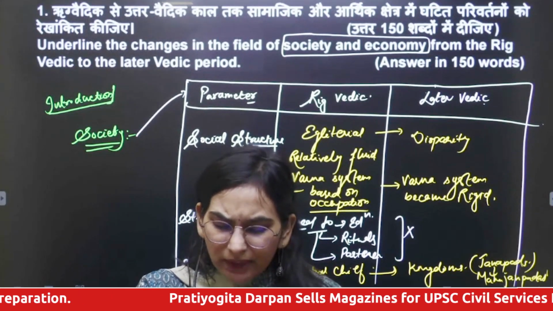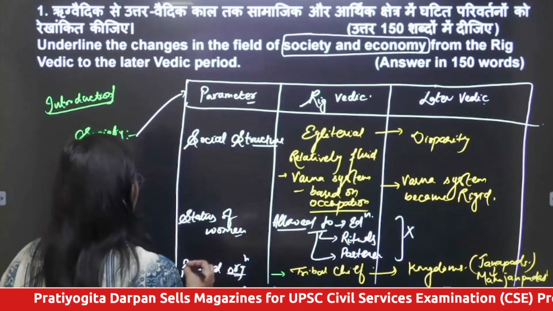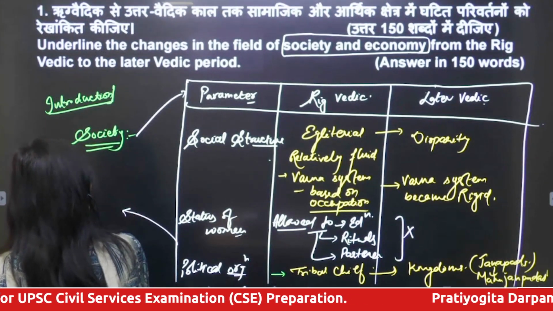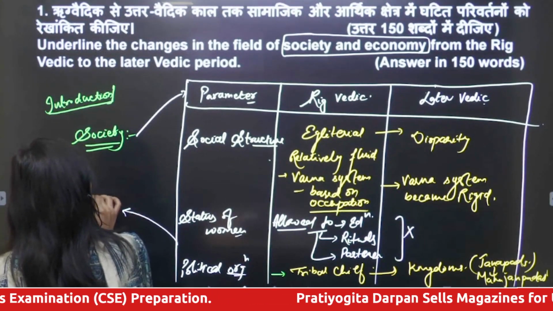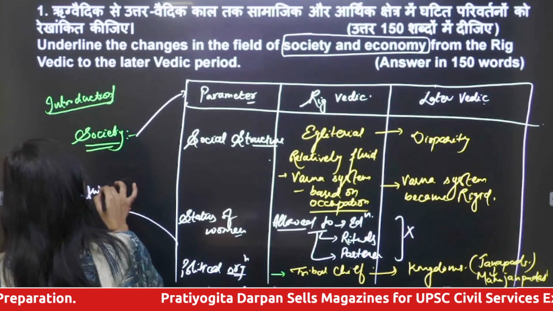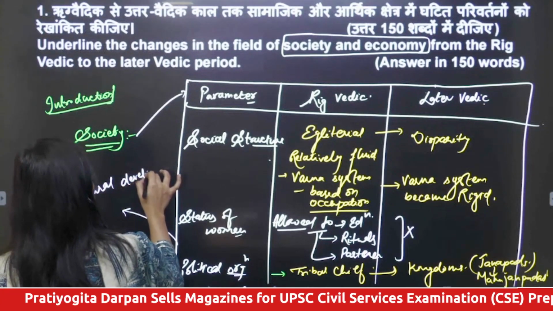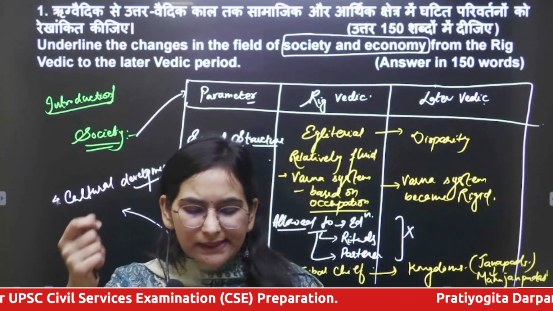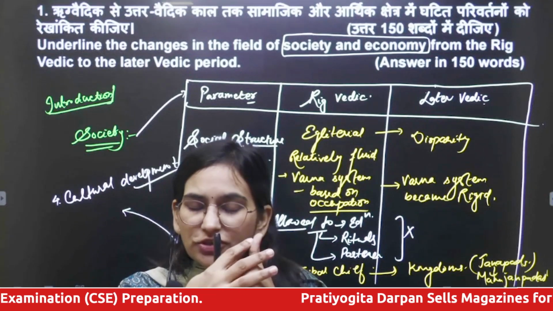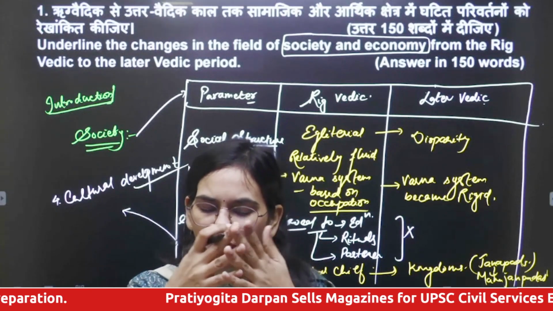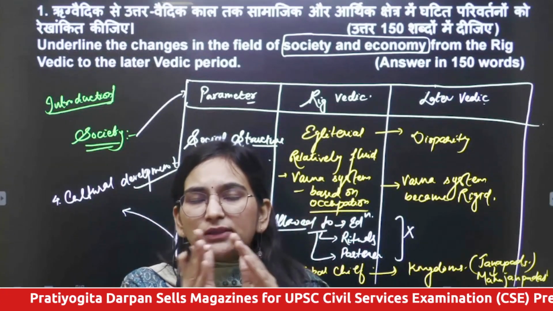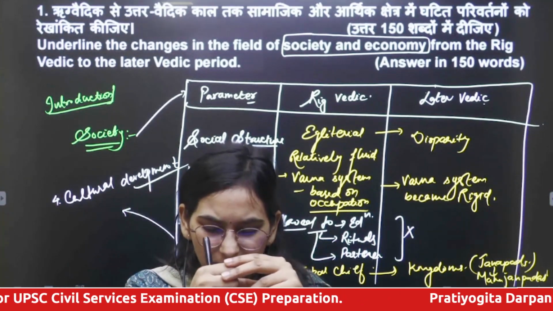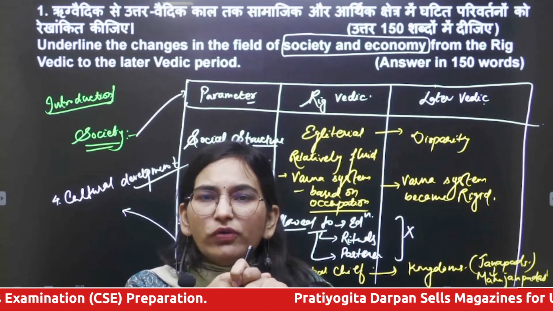Cultural development, the next, fourth point. So what would happen in cultural development? See, in the Rig Vedic period, we had the emphasis on Vedic hymns, emphasis on ritual, and the lifestyle was nomadic. But then it would change when we go to the later Vedic period. Now the emphasis would increase over the rituals.